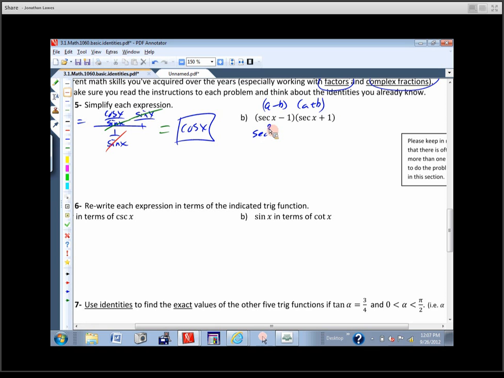So when I multiply these together, here's what happens. I get a secant squared of x. When I multiply here and here, I get a secant of x. When I multiply the negative 1 through, I get a minus secant of x, and then I get a minus 1. Those middle terms, again, it's just algebra at this point. I get a 0 for the two of those. They cancel to be 0. And then I have secant squared of x minus 1. Now, that looks like a pretty simple answer. Could I rewrite it?